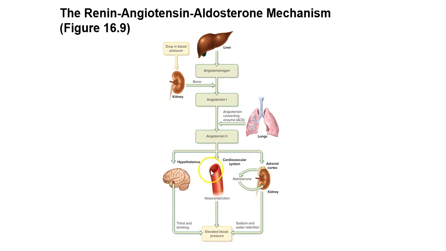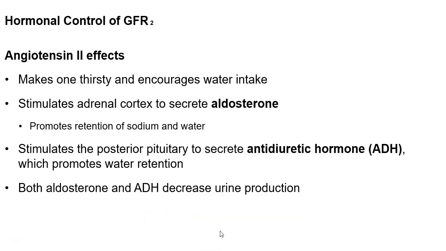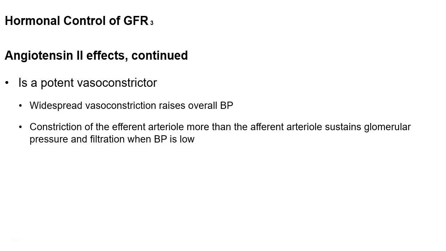It can stimulate vasoconstriction of your blood vessels, causing them to get smaller. And it can stimulate the production of aldosterone by the adrenal gland, which allows you to retain sodium and retain water. And all of these things together will help elevate your blood pressure, raise your blood pressure back to where it should be. So the angiotensin 2 overall is going to make you feel thirsty. It's going to cause you to retain water, retain sodium in order to get that blood pressure back up.